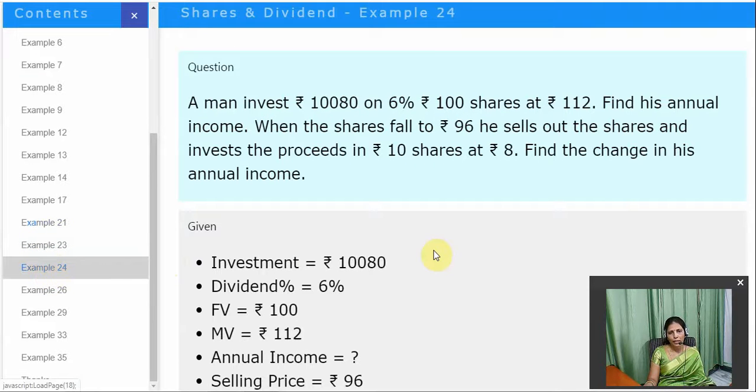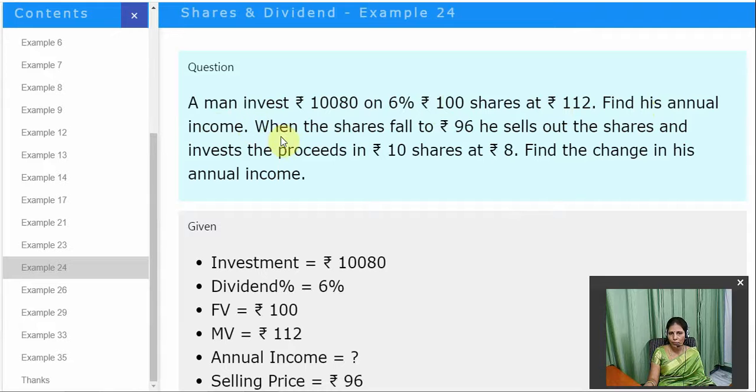Now the next sum here: a man invests rupees 10,080, this is his investment, on 6% rupees 100 shares at rupees 112. Find his annual income. It is quite easy. The first question is very easy. This is his investment, 6% is the dividend percentage, 100 rupees is his face value, 112 is the market value. You need to find his annual income, right?